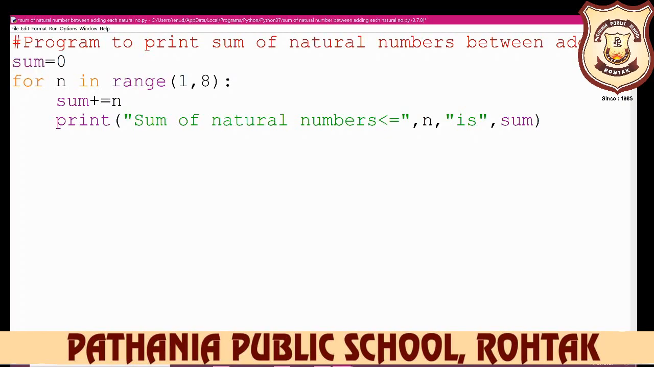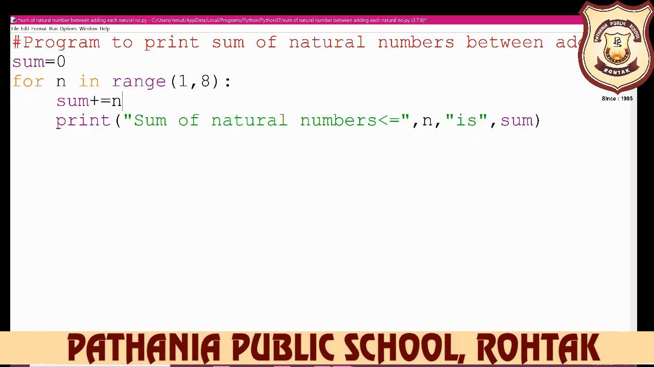The name of the variable is sum, and then write sum is equal to 0. So first, starting our number is 0, and after that you write for. For is a loop name, for is a keyword, a reserved word, then the variable name we take here is n, and then write the operator in, and then you take the range function, and then you write 1 comma 8.